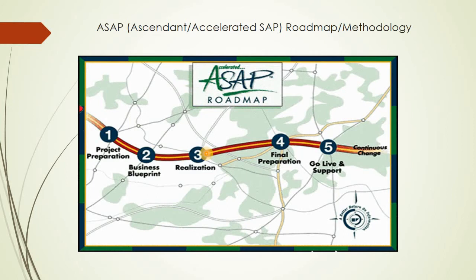Now come to ASAP. What is ASAP? ASAP is basically a roadmap of implementation, how we are going to implement the project. So first of all, we prepare the project. In this, we are preparing project details like how we are going to configure the SAP and what would be the business requirement, who is going to implement the SAP. Then business blueprint. On the basis of requirements, the consultant is preparing the business blueprint.